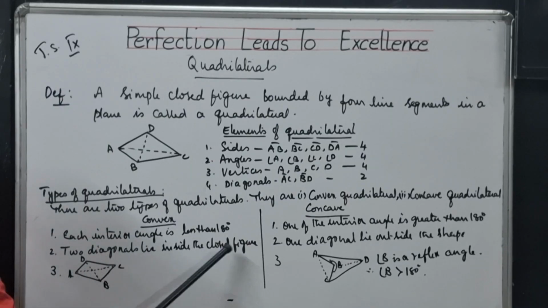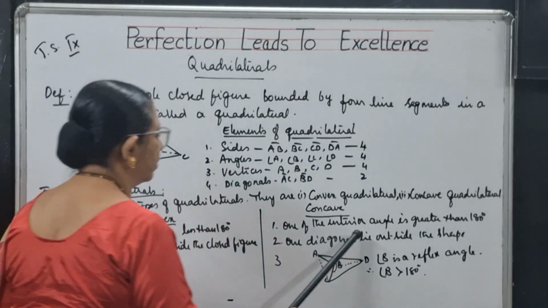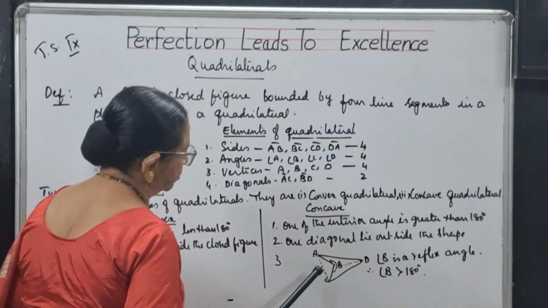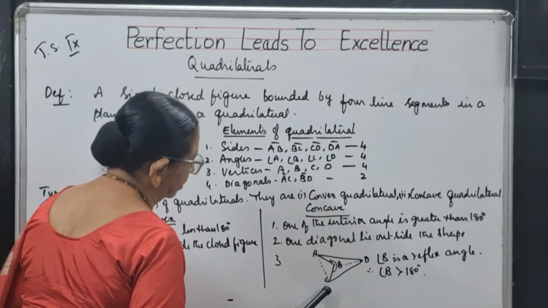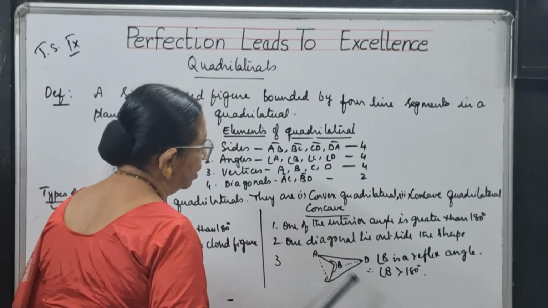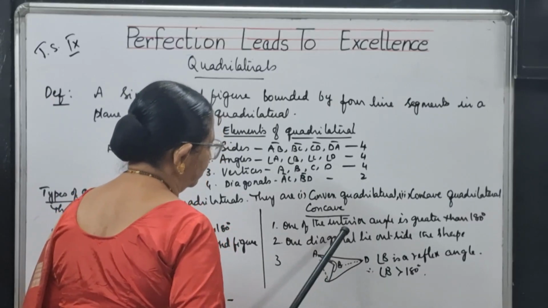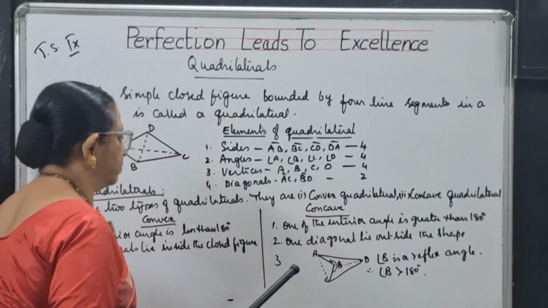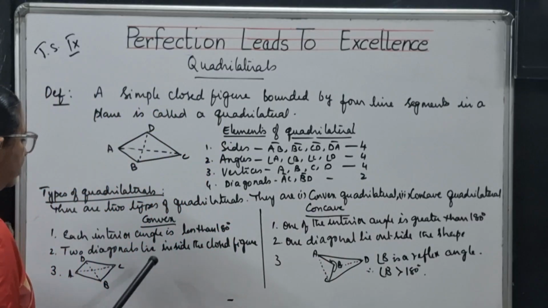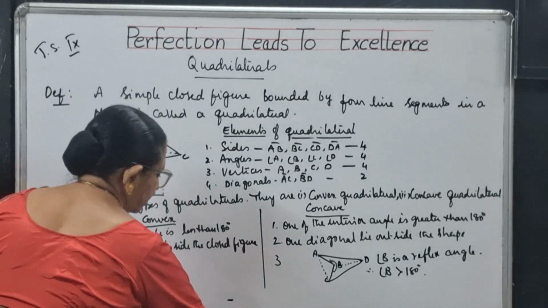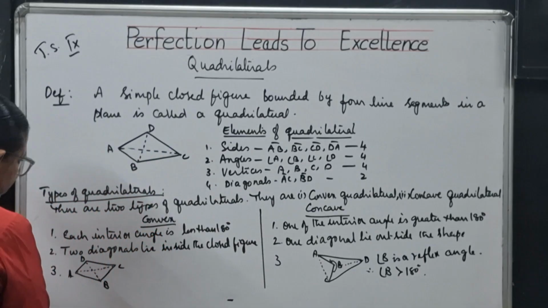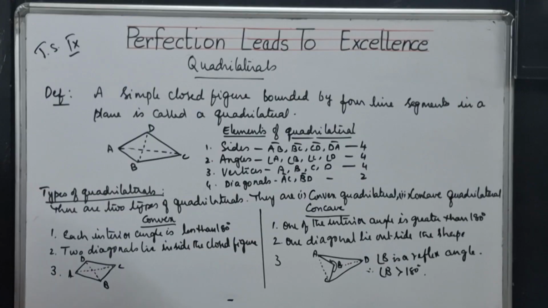And in a convex quadrilateral, both diagonals lie inside the closed figure. When you join the opposite vertices, the diagonals are inside the figure, but in the concave one, one diagonal lies outside the shape. See, BD is one diagonal, AC is one diagonal, and AC is outside the given shape. So this is called a concave quadrilateral. This is called a convex quadrilateral. Please note it down. You should know these differences, children.